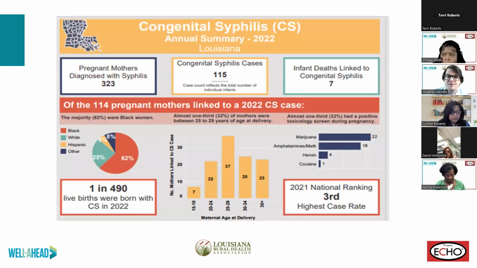Okay, so this is kind of a busy graphic here talking about congenital syphilis in Louisiana. I just wanted to point out a couple of things. We see here on the left, Black women made up 62% of all cases connected to congenital syphilis. That was in 2022. And what was the other thing? About a third of them had a positive toxicology screen during pregnancy. All right, next slide, please.